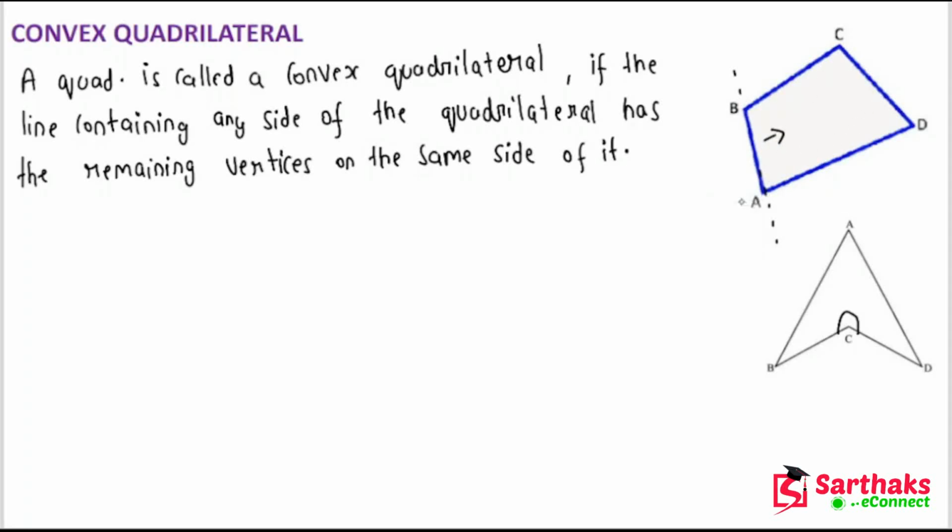Now you can clearly see the remaining vertices are on the right side, on this side of the line. Okay. Similarly, if you take AD as the line containing this side AD, then you can see the remaining vertices B and C are on the same side of this line, that is on the upside. Similarly, for CD, A and B are on the left side of this line, and similarly if you take the line BC, then you can clearly see that A and D, that is the remaining vertices, are on the same side of the line, right?